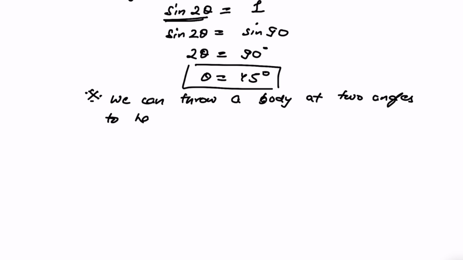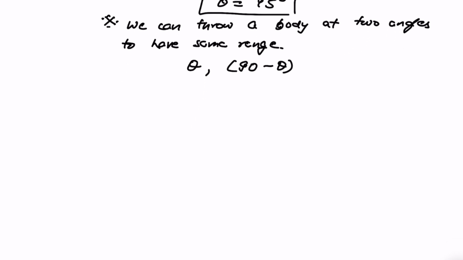To have the same range. What are the two angles? Suppose I throw a body at an angle of theta or at an angle of 90 minus theta. I am going to have the same range.